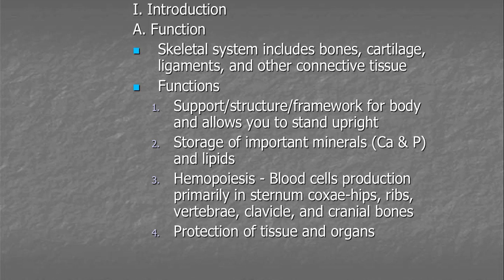The one most obvious thing that a lot of people come up with, besides support and framework of the body, is that it protects tissue and organs. Just think of your rib cage. Your rib cage surrounds some of the most important organs, your heart and your lungs and your liver. The surrounding of there is there for protection of those internal organs. The other most important thing you think of is your skull. Your skull protects your brain.